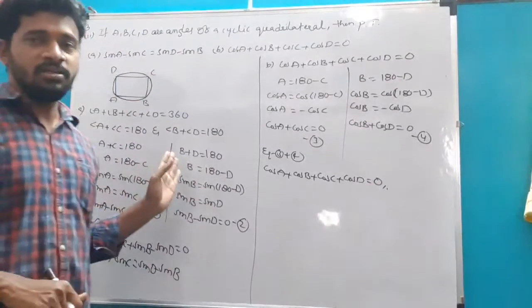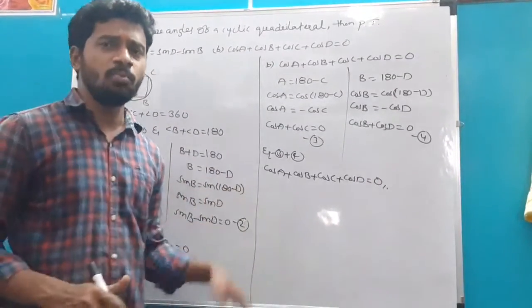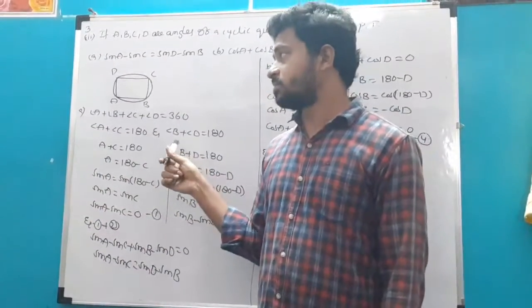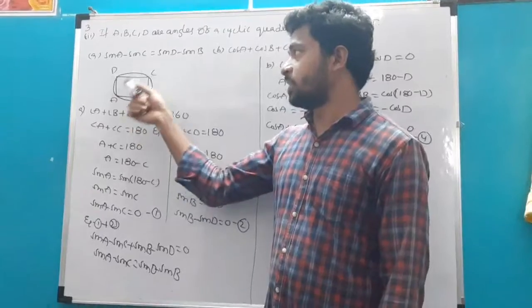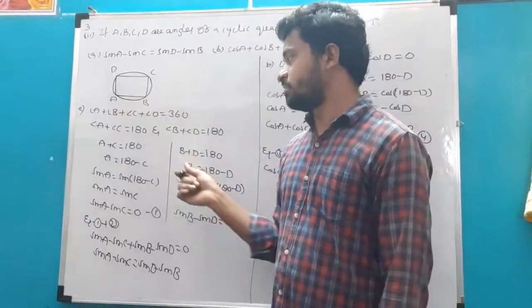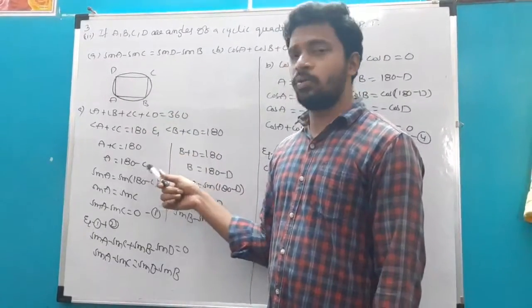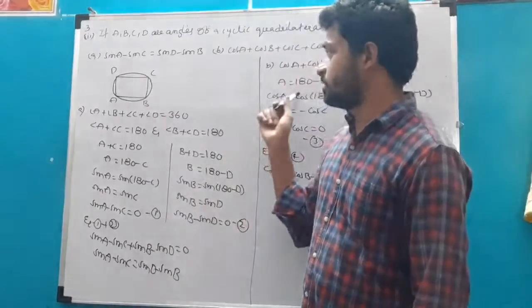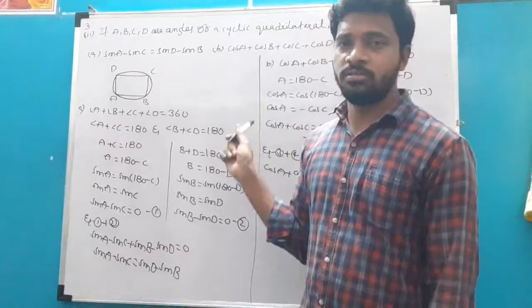So just based on cyclic quadrilateral, sum of angles is equal to 360, and in that opposite angles sum is equal to 180. So A plus C is 180, B plus D also 180. From that A equal to 180 minus C. Once we are applying sine for these two, and once we are applying cos. So this is the problem.